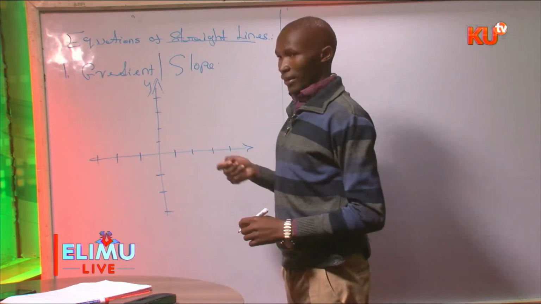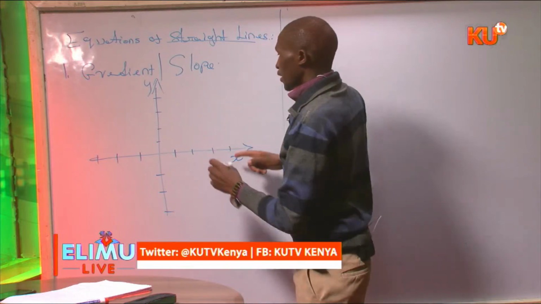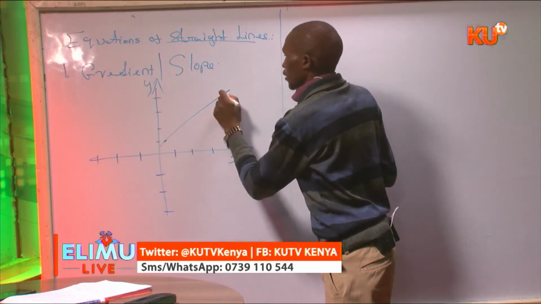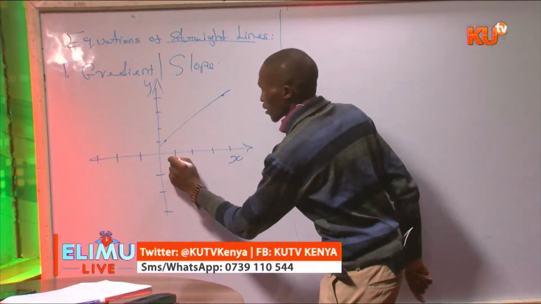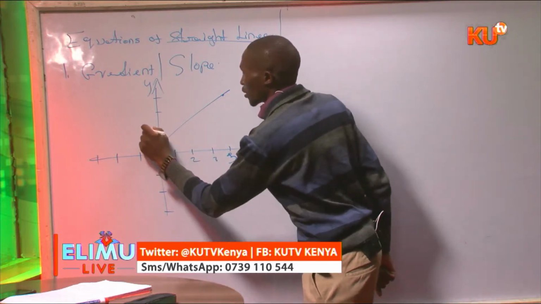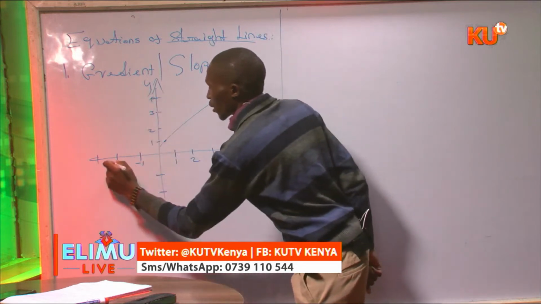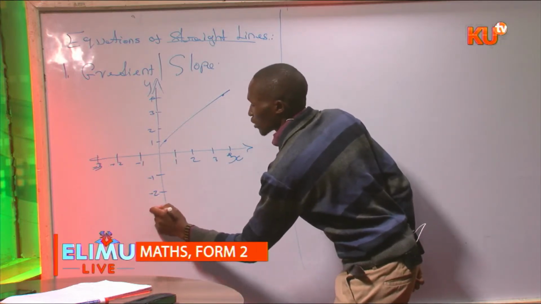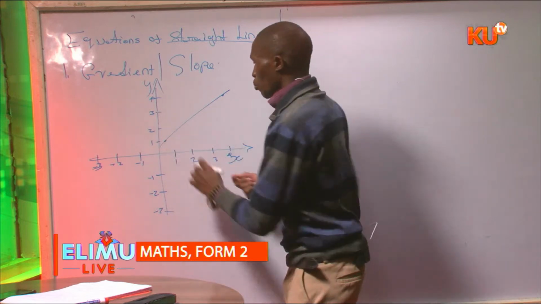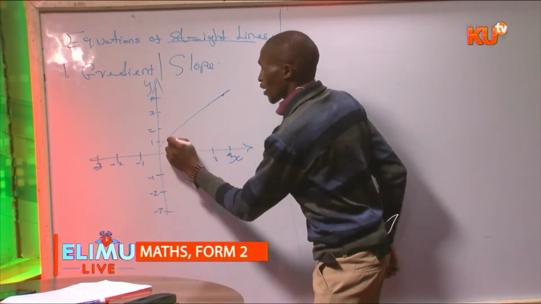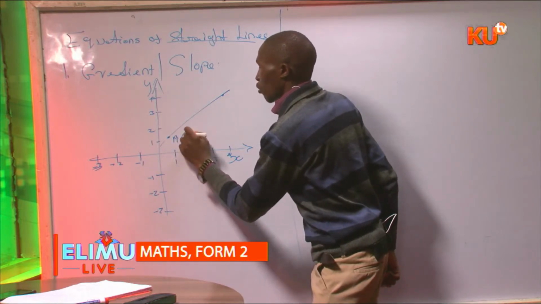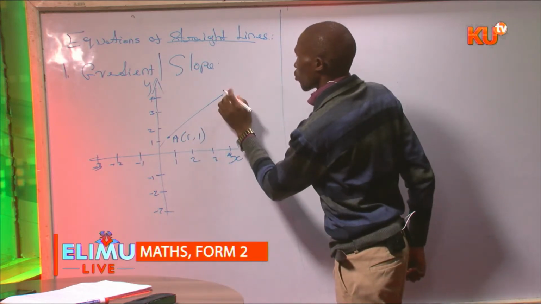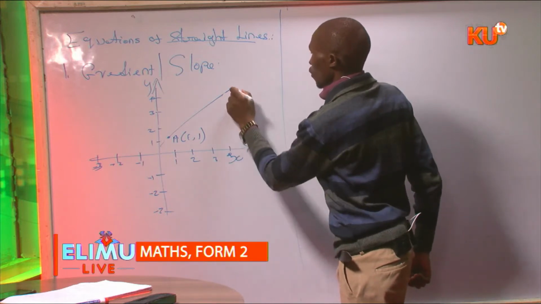So when you have a line, this line can be labeled in a certain form. For example, you have 1, 2, 3, 4, 1, 2, 3, 4, negative 1, negative 2, negative 3, and so on. Negative 1, negative 2, negative 3, like that. So this straight line can be said to have a point A at 1, 1. That is the coordinate of point A. And then the coordinate of point B is 4, 4.